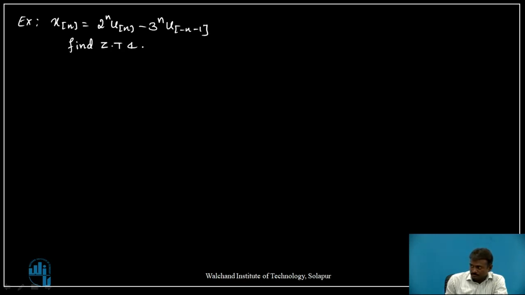So let us consider an example here. x of n is equal to 2 to the power n u of n minus 3 to the power n u of minus n minus 1. Now find z transform and ROC of the given signal. So let us solve this one.